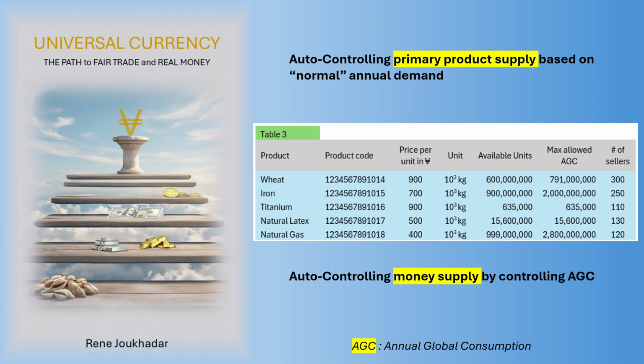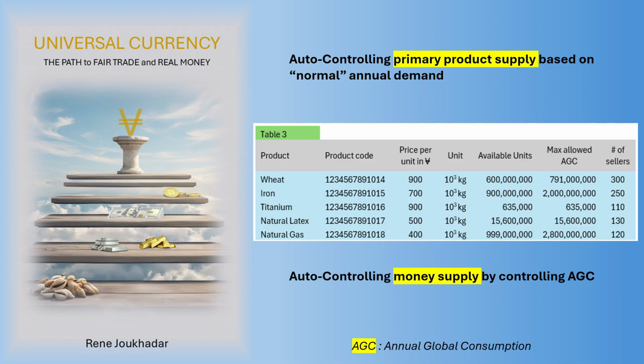So in this table, if no one is buying natural latex or titanium, then no EAT will be triggered. But for the rest of the products, so for wheat, iron, and natural gas, EATs will be triggered to restore their amount back to the value of AGC. This mechanism will have extremely important consequences, as we will explain shortly.